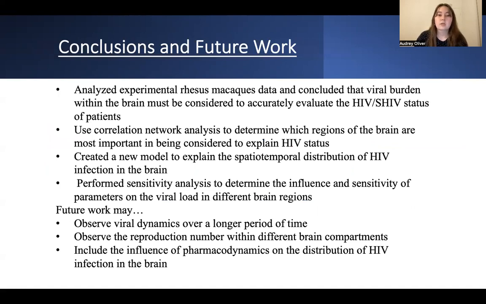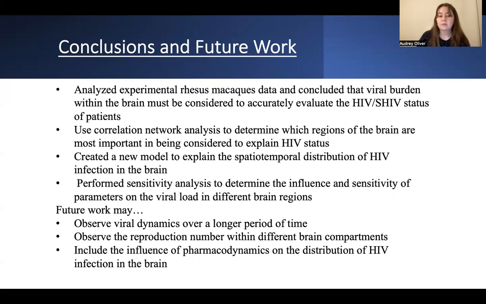So in conclusion, we analyzed experimental data and concluded that viral burden within the brain must be considered to accurately evaluate the HIV status of patients. And we use correlation network analysis to determine which regions specifically within the brain are most important to consider to explain that HIV status. And using that information, we created a new model to explain the spatiotemporal distribution of HIV infection in the brain and performed a sensitivity analysis to determine the influence and sensitivity of our parameters on the viral load in different brain regions.